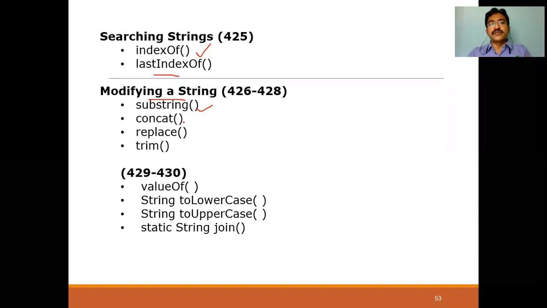And we have methods for concatenation. For example, OOP through Java is a string, and if you want to add "programming" to it, we can use concatenate. So, s1 comma s2.